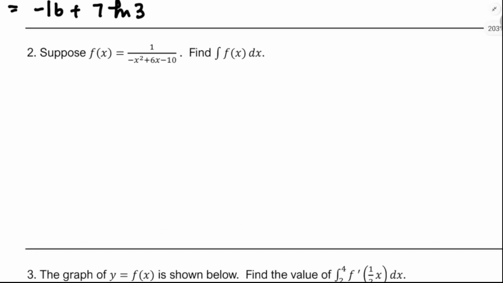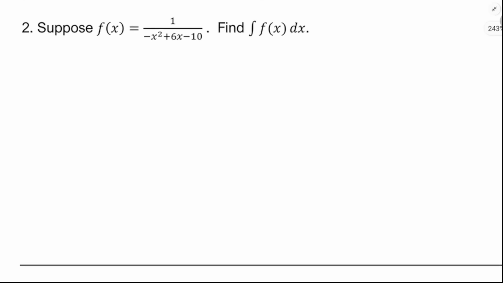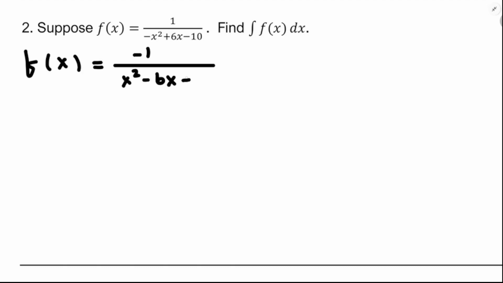Right, now this one. Suppose f of x equals 1 over negative x squared plus 6x minus 10. Well, the first thing I'm interested in doing is rewriting this so that the leading coefficient of the denominator is not negative, because I would have a hard time looking at this and just figuring out if it was factorable. I don't know, maybe you'd have a better time, but for me, with that negative there, I don't like that. So what I'm going to do is factor out the negative and apply it to the numerator. So that'll be negative 1 over positive x squared, negative 6x, and positive 10.